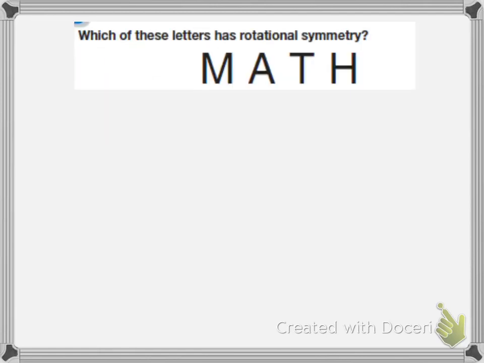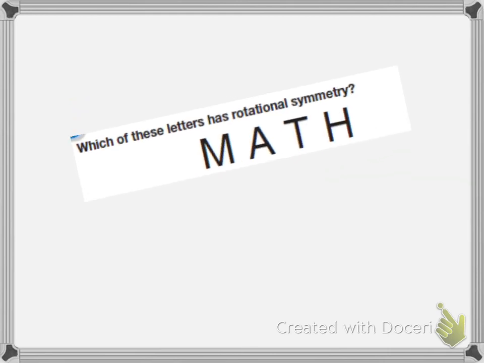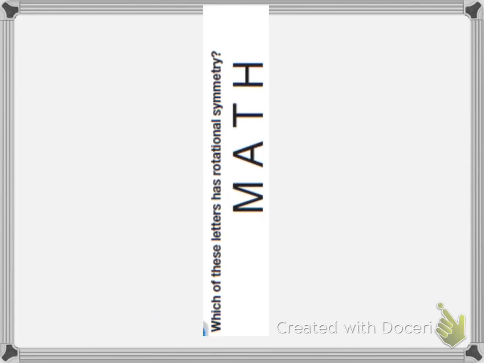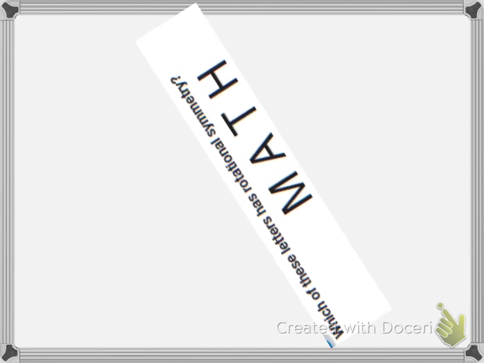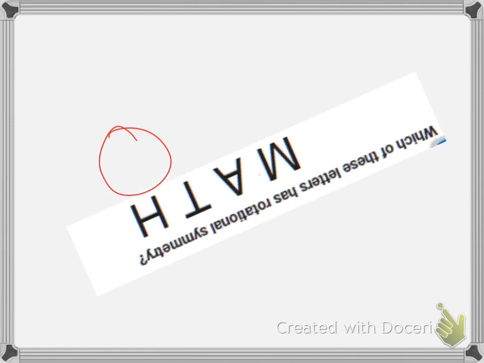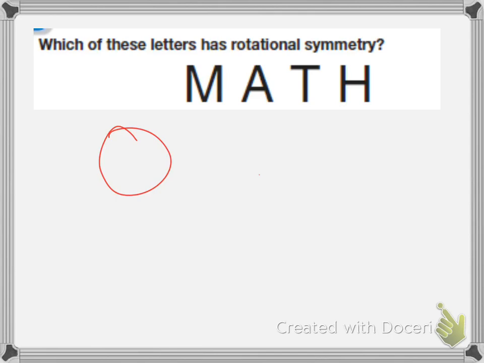Okay, so if we look at these letters, we want to see which one has rotational symmetry. So we're going to start with it, and we're going to start turning it. If I start turning it, nothing looks the same so far. So I'm going to keep turning it. Oh, and I can see that the H looks the same as it did at the beginning. Let's keep turning it. Nope, nothing looks the same. I've gone all the way around. So the only letter that has rotational symmetry is the letter H.